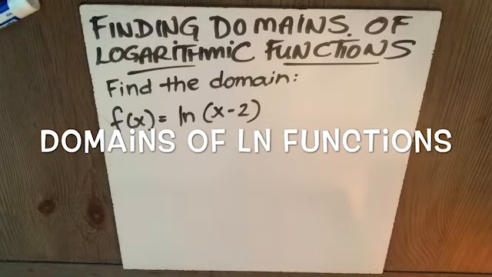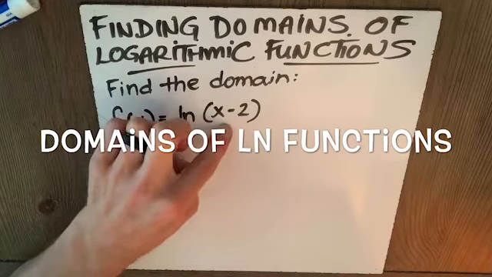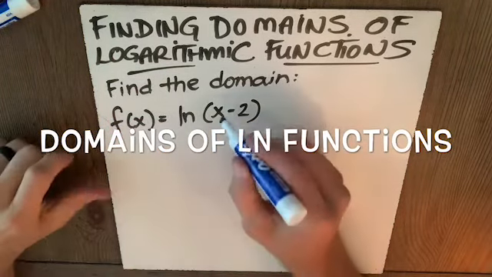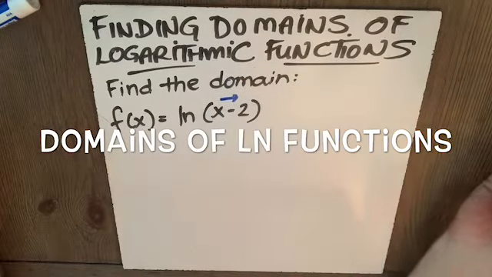Let's find the domain of logarithmic functions. For example, find the domain of natural log of x minus 2. Well, we know inside the parentheses affects the x, and it's crazy, cuckoo, bizarro, bonkers. So x minus 2 is going to shift our graph 2 to the right.